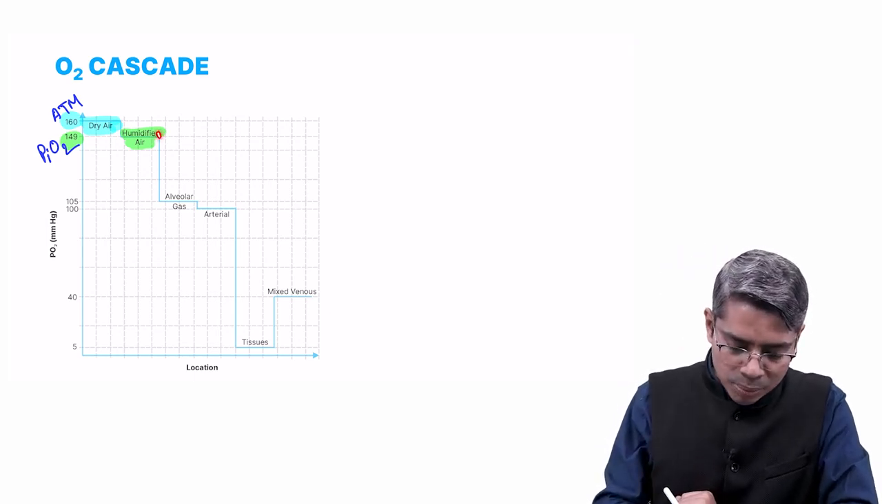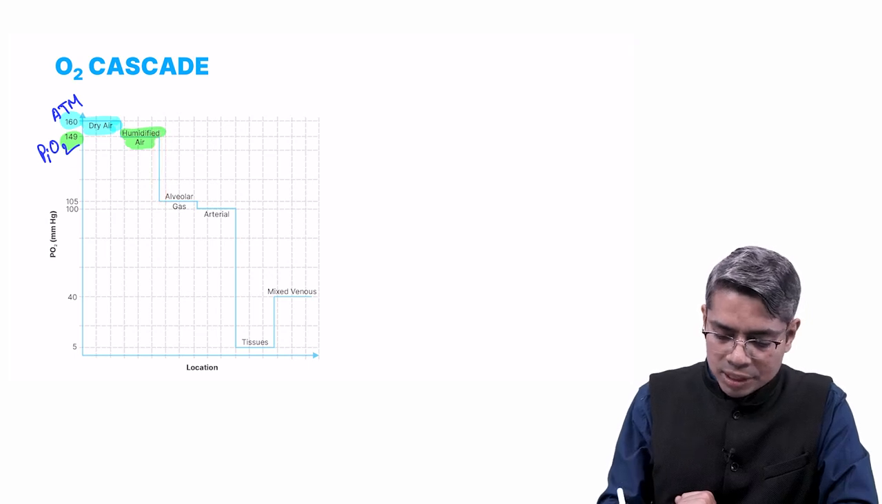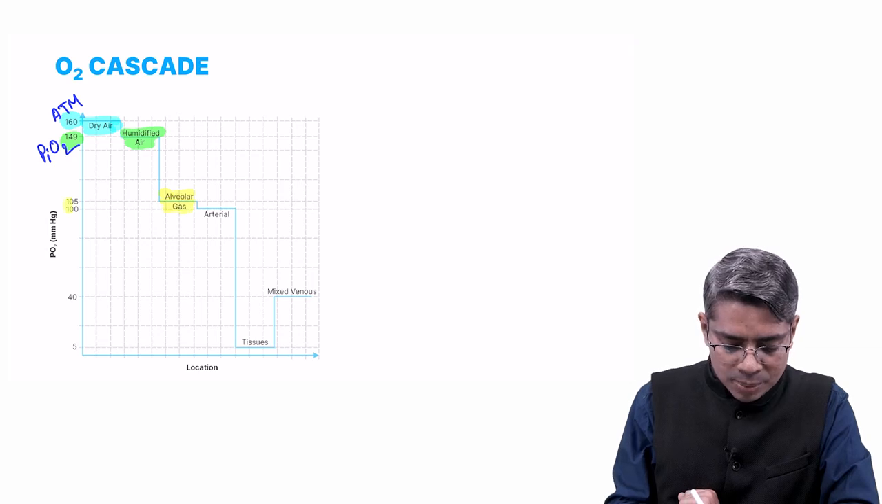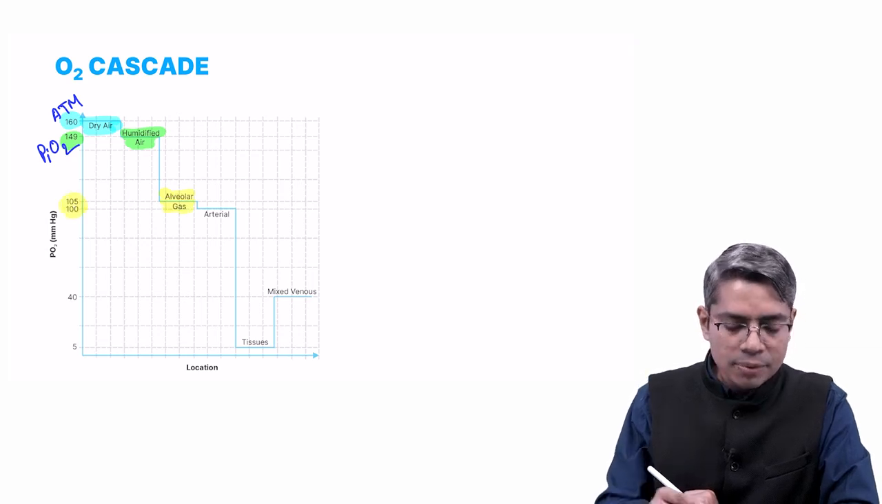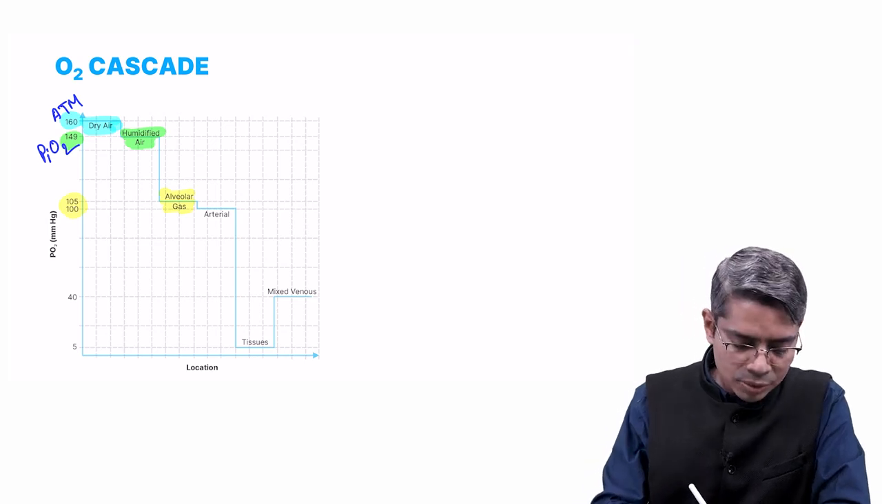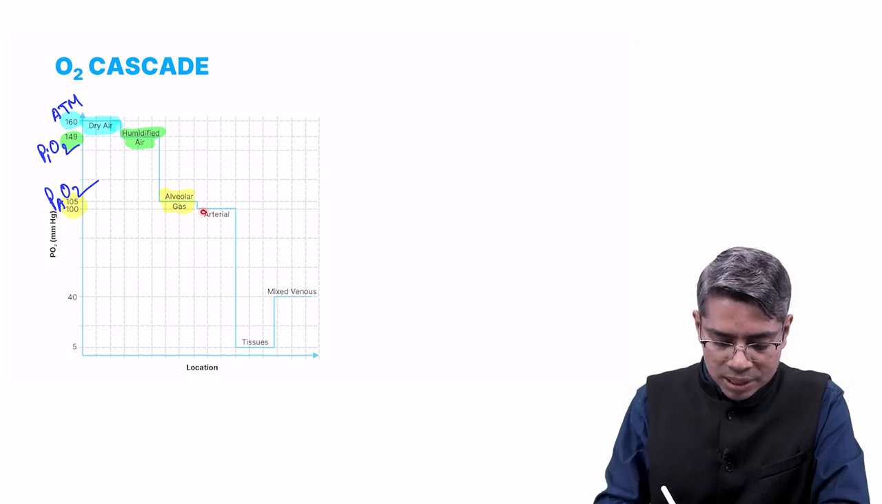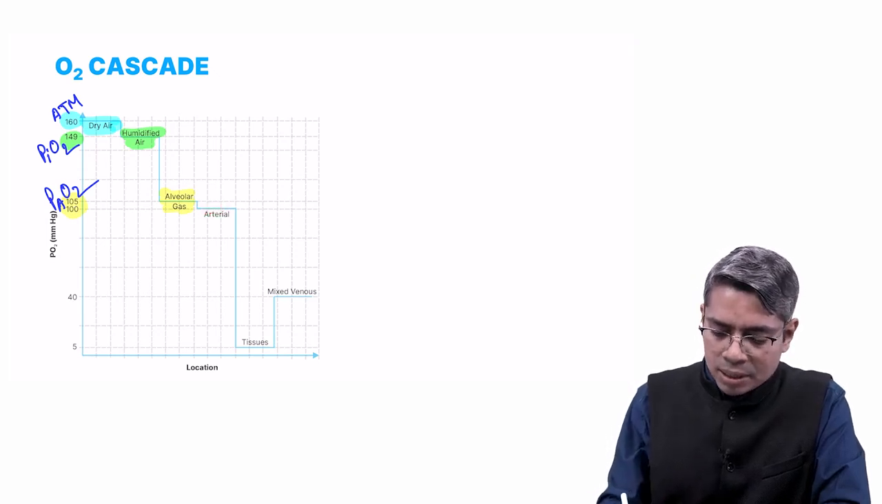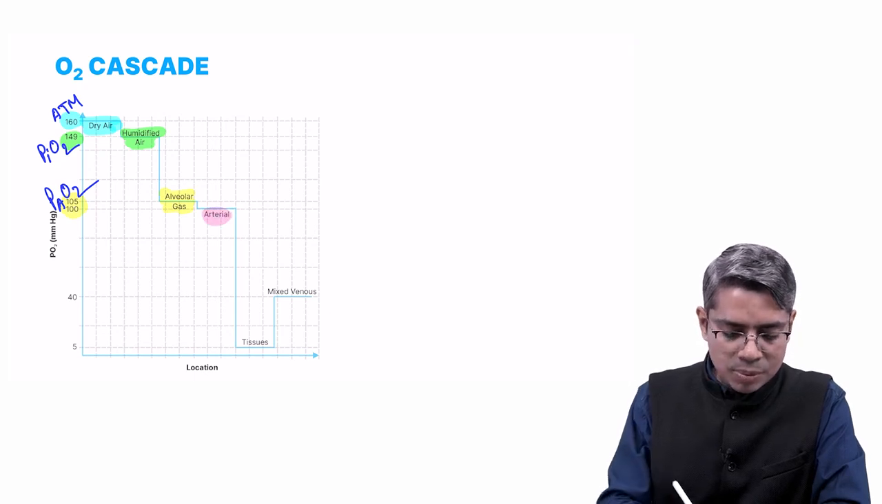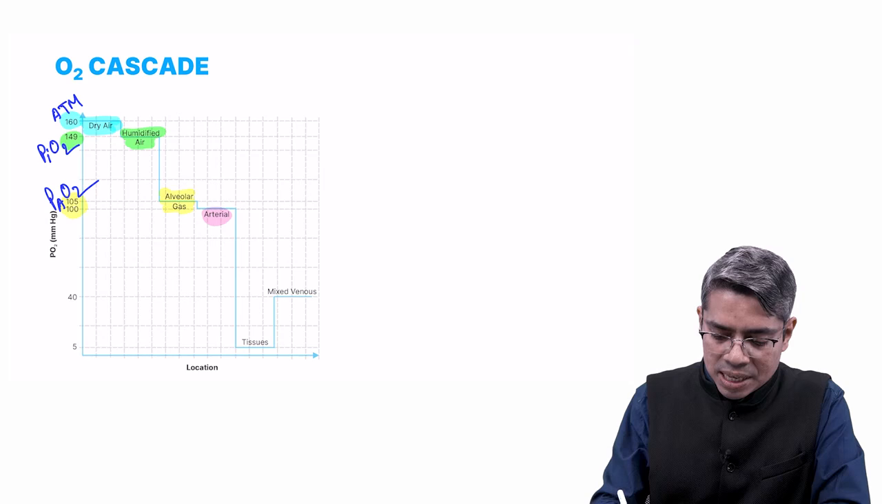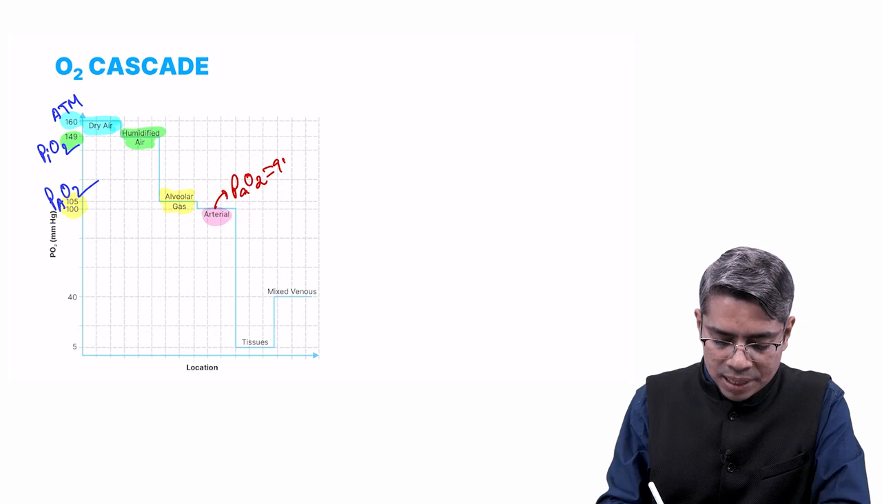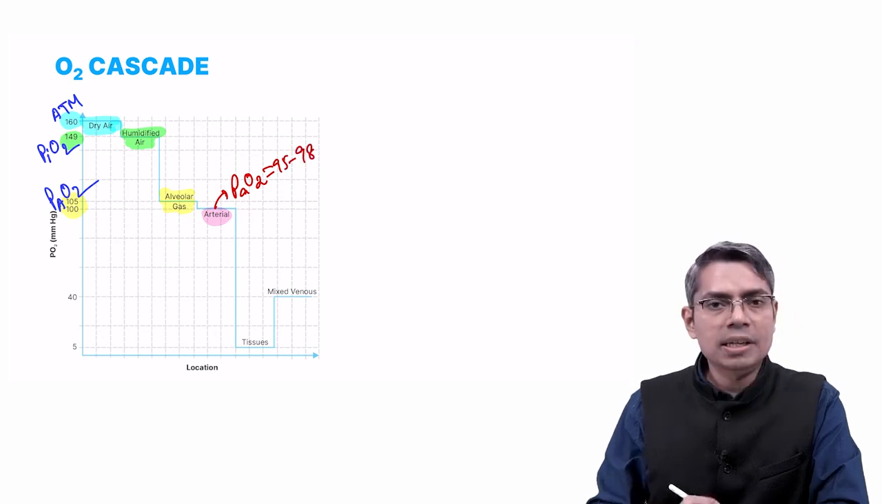There is a further drop of partial pressure of oxygen in the alveolar region. When it enters the alveolar region, the partial pressure of oxygen is 104 to 100 millimeter of mercury. This is PAO2, with capital A. Now when that oxygen reaches the arterial blood, there is a further drop of the partial pressure of oxygen. That is known as the PaO2, with small a, which is around 95 to 98 millimeter of mercury.